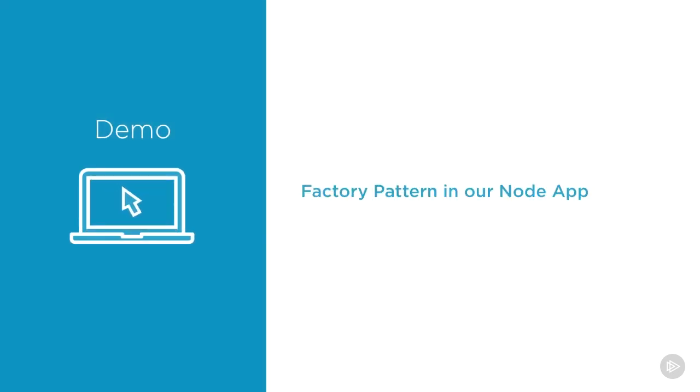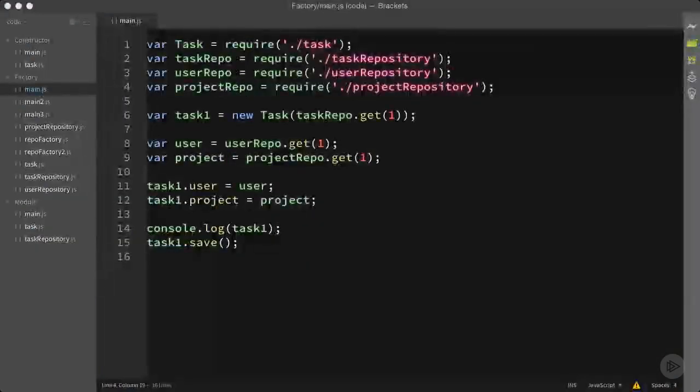So let's take a look at how this works on the node side when we're dealing with factories and repositories. All right, so what we've got here is an application that's going to pull in three different repositories. We've got a task repository, we've got a user repository, we've got a project repository. And what this application is doing is then using those three repositories to new up a new task and add a user to the task and add a project to the task. And then we're going to save that out to the database.